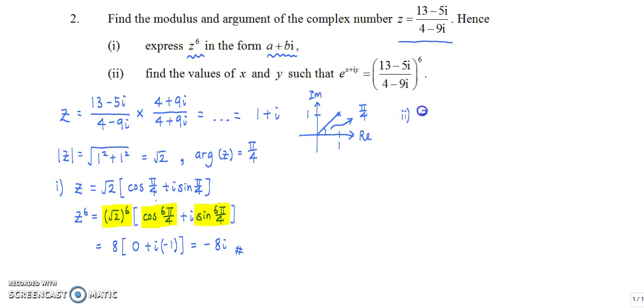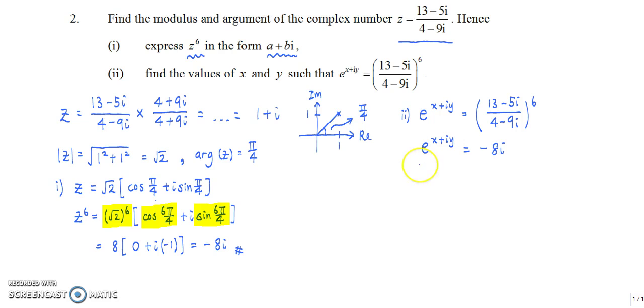Part 2. The question asks us to solve e to the power of x plus iy equals to (13 minus 5i) over (4 minus 9i) to the power of 6. In this case, it is clear to us that the right hand side of this equation is exactly our z to the power of 6, and from our previous part we have found that it is equals to negative 8i. So the equation has simplified itself into e to the power of x plus iy equals to negative 8i.